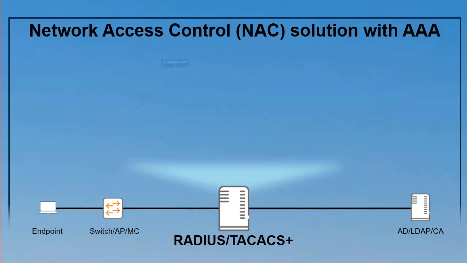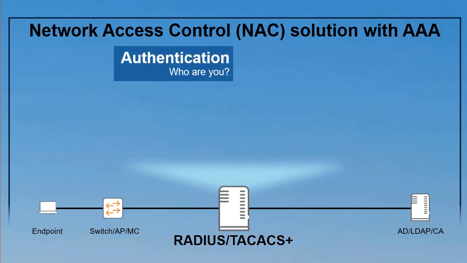First up is authentication. Who are you? The RADIUS or TACACS server permits or denies access based on your credentials. Perhaps your name is Maria with password secret123. Now, if those are valid credentials, access is granted. There may also be some certificate authority or CA services involved here.